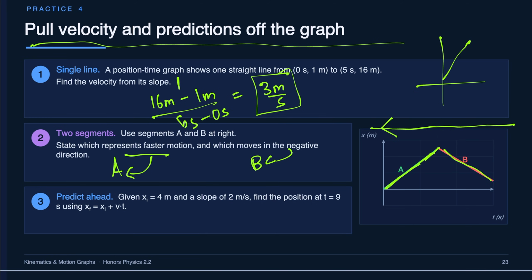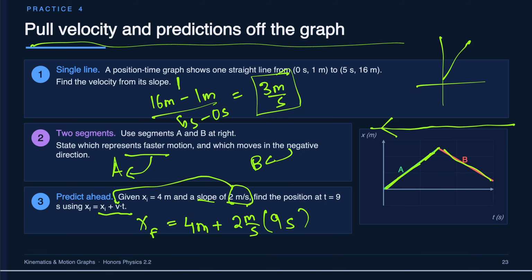Given xi is equal to 4 meters and a slope of 2 meters per second, find the position at t equals 9 seconds using xf is equal to xi plus vt. Pretty straightforward. X final is equal to x initial, which is 4 meters, plus 2 meters per second. The problem here was you should have known that the slope of a graph equals its velocity. If you knew that, this would be easy peasy for you. And position at t equals 9 seconds: 4 meters plus, seconds cancel out, 18 meters, which gives us 22 meters.